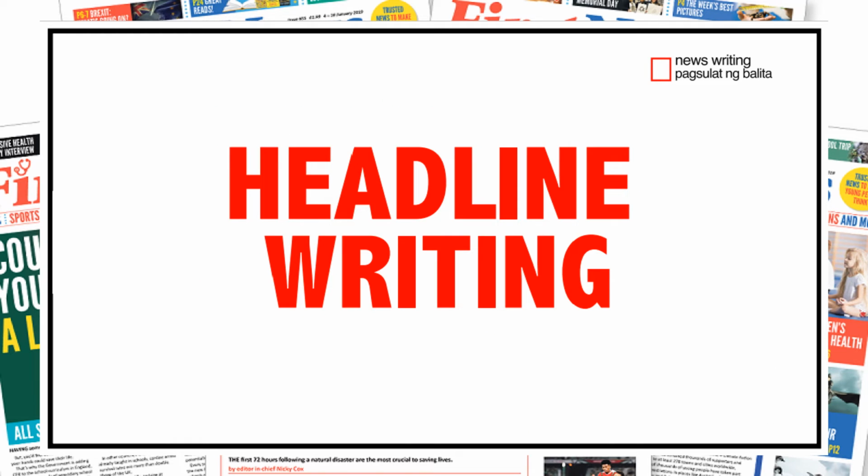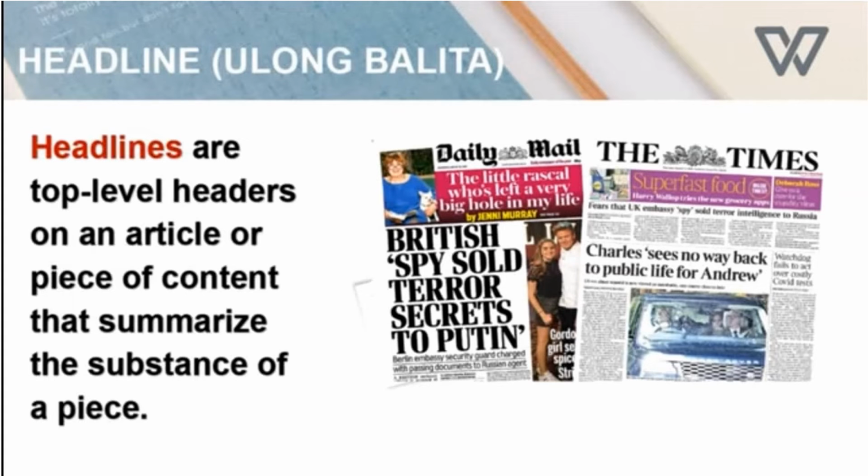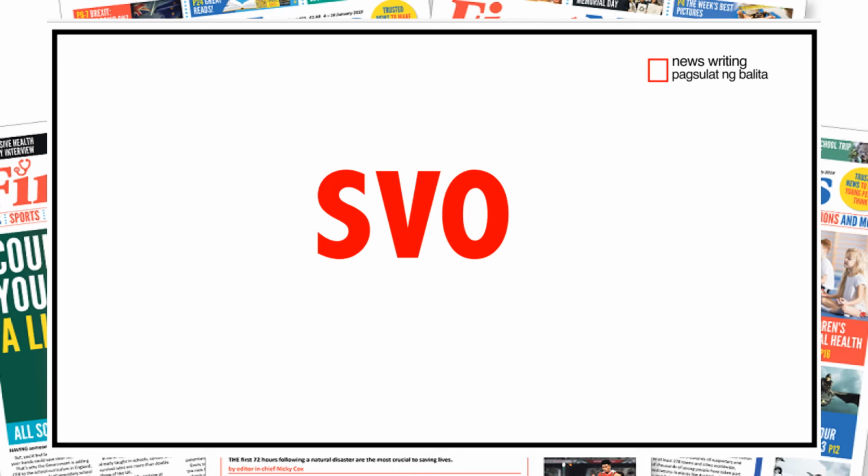Now let's talk about the headline. Here are tips in headline writing. Headlines are, of course, the top level headers of an article or piece of content that summarize the substance of a piece. We call them titles in other articles, but we call them headlines in news writing. We follow the subject, verb, object pattern in writing the headline. Sentence format, but no period. SVO, so 3 to 5 words only. SVO, subject, verb, object.